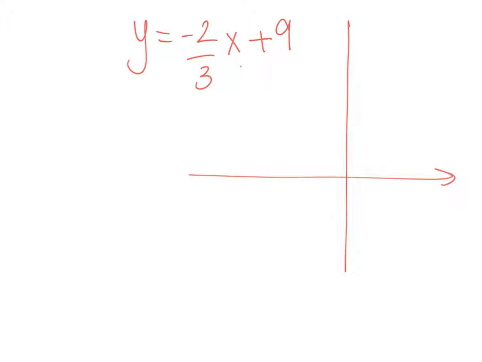Now, in this case where I have a negative slope, I'm going to start at 9. And now my slope is negative 2 over 3, so I'm going to go down 2. And I'm going to go to the right 3. I'm going to continue with that pattern. Down 2 to the right 3. And now I have this going on.